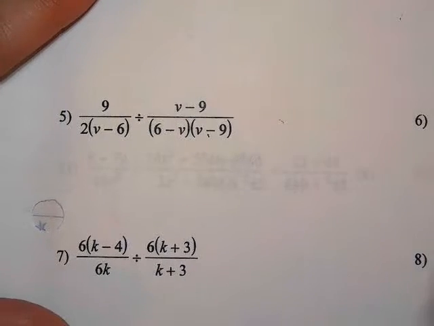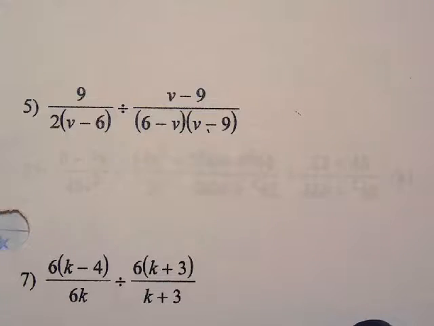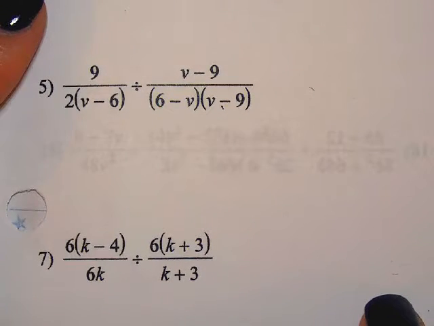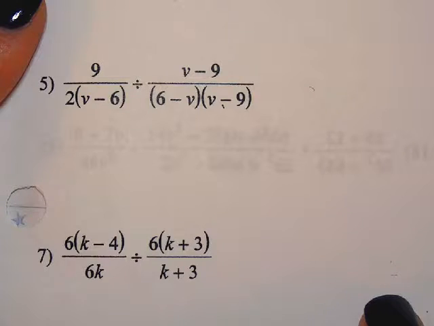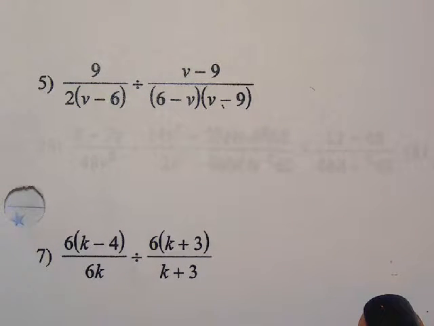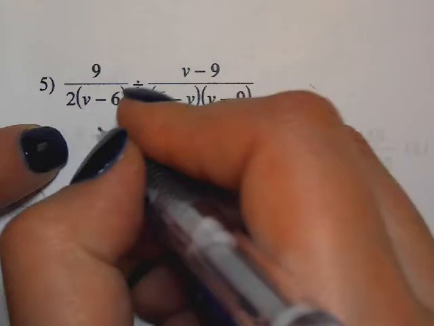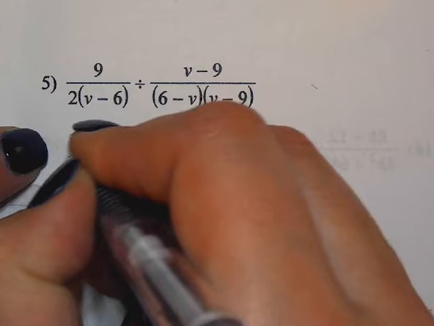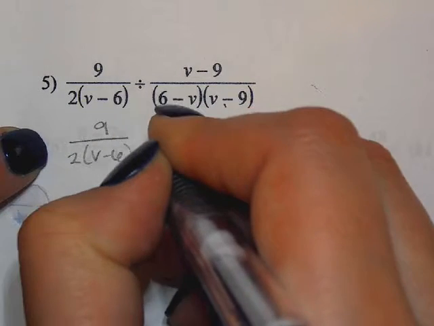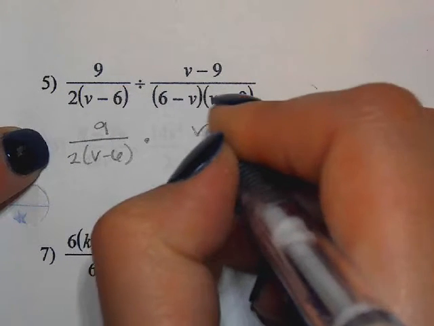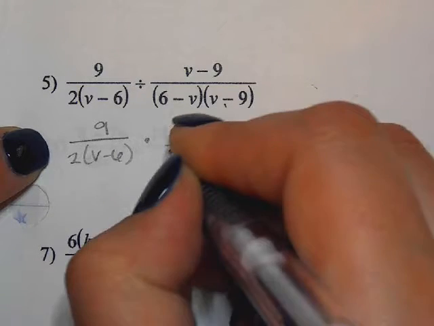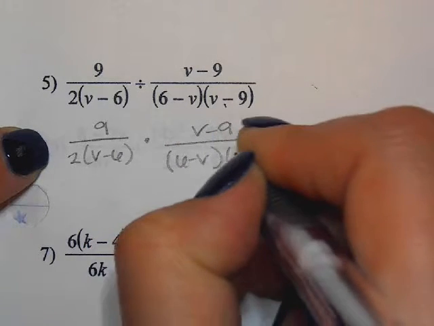What do we do first thing on number 5? You like it factored, remember? Because that was always the thing we had to do before we cancel. So this problem is nice because they factored it for us, but it's a division, so before we do anything else, we keep, change, flip. So 9 over 2 times v minus 6 times v minus 9 over 6 minus v minus 9.